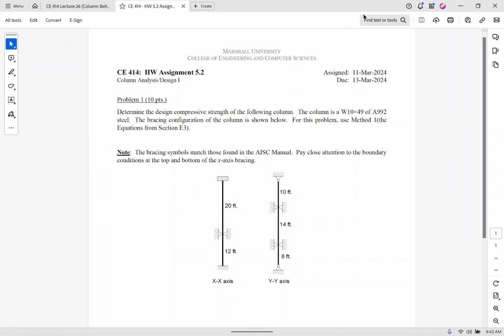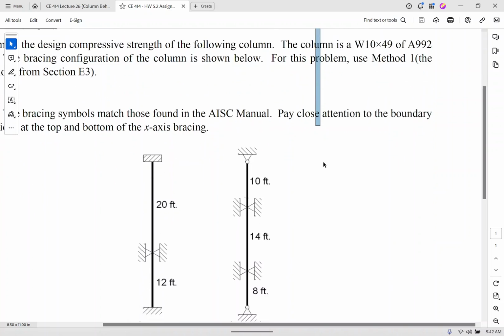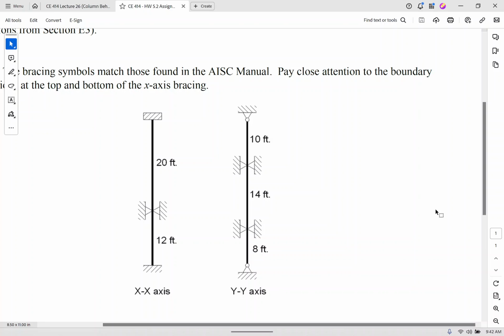Just so you are aware, this is going to be your homework assignment, but it's going to have sort of a part 1, part 2 to it. I'm giving you a homework assignment today that is due Wednesday. I'm giving you this column. Just so everybody's clear on the symbols, for the x-axis, this cannot translate, but this can. This is prevented against rotation, but it's allowed to translate. Is everybody with me on that?